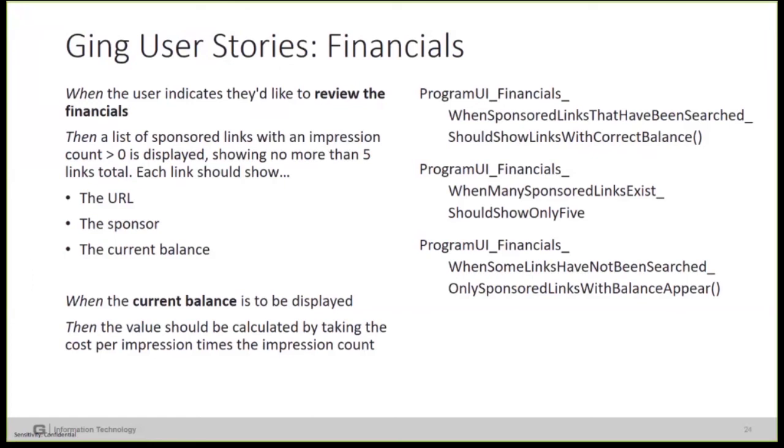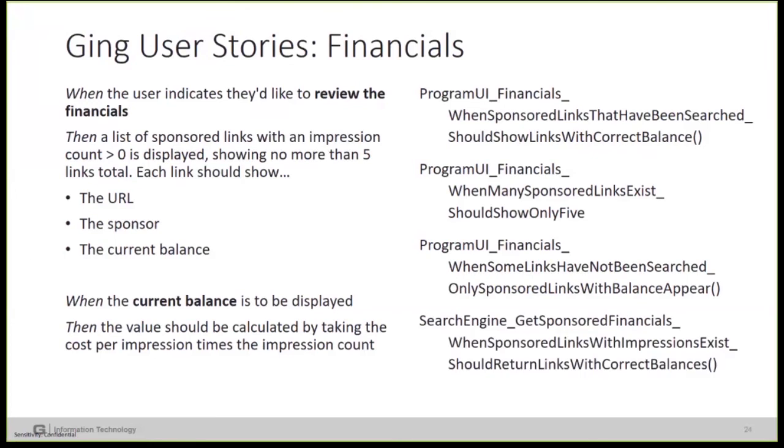Now, what have we been doing for these slides, for the last 3 slides? What kind of testing are we doing? What kind of stub writing are we doing? Black box, meaning we're not looking inside. We're just looking at the user story. Oh, there's another one. When a sponsored link with impression can exist, return links with correct balance, whatever.